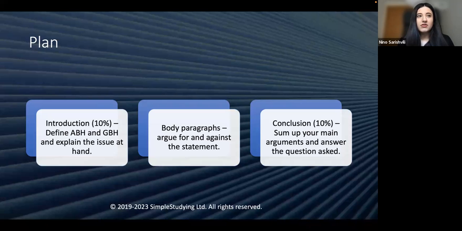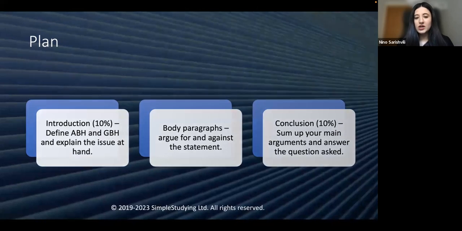In the body paragraphs, that's where the details come. In the introduction, usually you only put the definitions and explain what the essay question is asking, the relevant laws. However, you never put arguments in the introduction. For body paragraphs is where you put the arguments and you need to argue for and against the statement in the essay question. In the conclusion, you need to sum up your main arguments and answer the question asked.